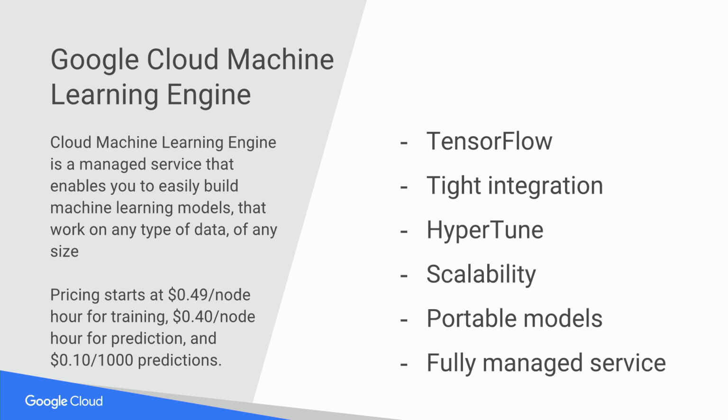Pricing for ML Engine starts at 49 cents per node hour for training and 40 cents per node hour for prediction, plus there's an additional 10 cents per 1,000 predictions charge. Again, if you want to have an idea of the cost that your project may incur ahead of time, go and use the pricing calculator.